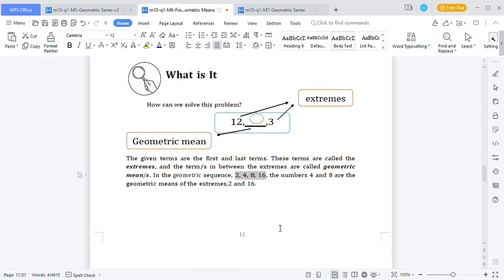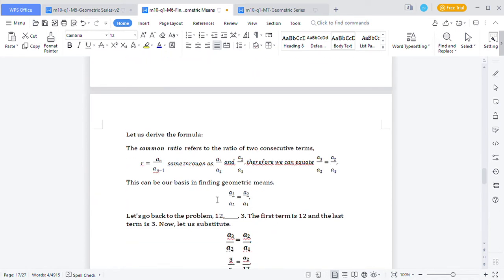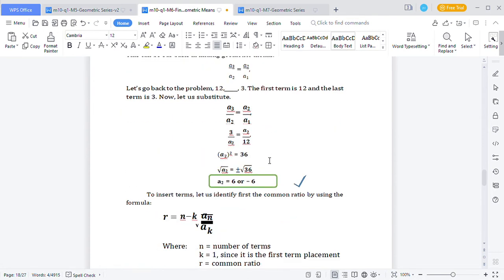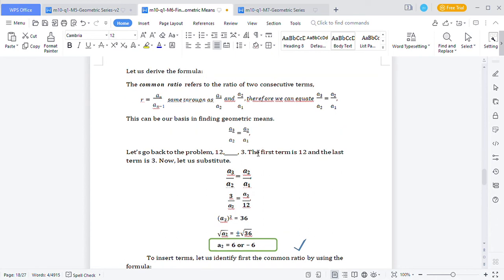Okay, when we are given four terms, we will have to derive the formula. So from deriving that, of course, we obtain this one here. So again, let's go back here. Now the common ratio refers to the ratio of two consecutive terms. So we have there r is equal to a sub n over a sub n minus 1. So this can be our basis in finding geometric means: a sub 3 over a sub 2 is equal to a sub 2 divided by a sub 1.